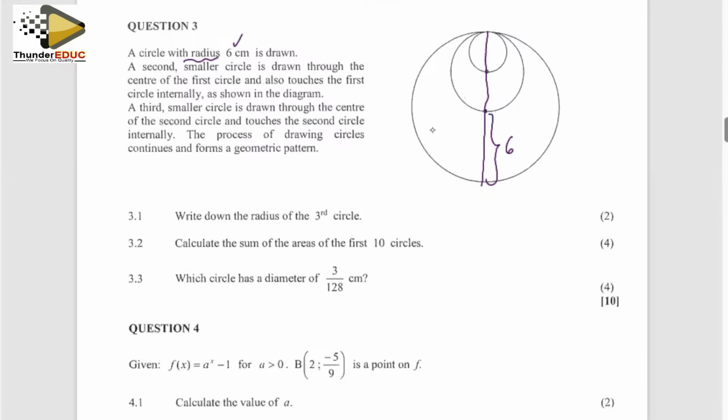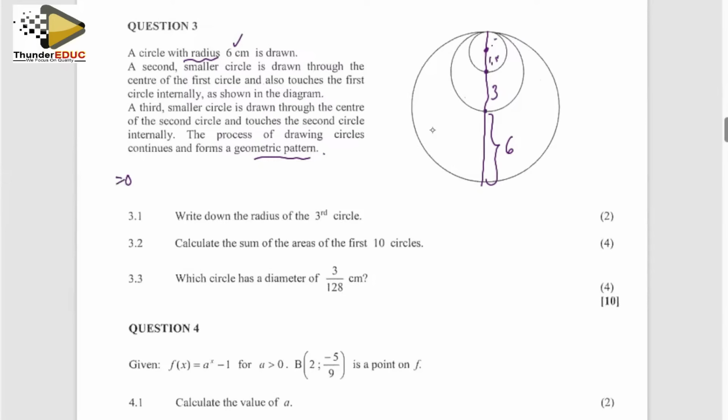The second smaller circle is drawn through the center of the first, which means the radius of the first is the diameter of the second circle, which means that is going to be 6 divided by 2. That's 3, and then 3. Same thing, that's going to give us 1.5 and so on and so forth. Showing the diagram, that circle is drawn through the center, and then the process continues to form a geometric sequence. So what we can do, let's start by looking at the pattern that would be created.